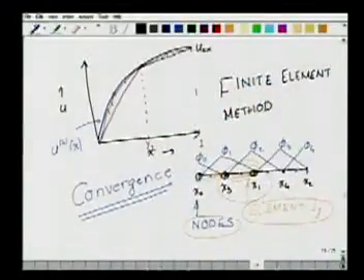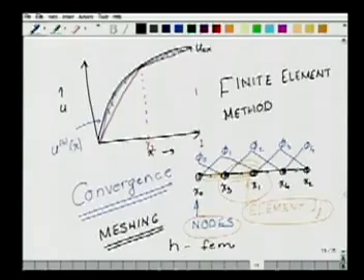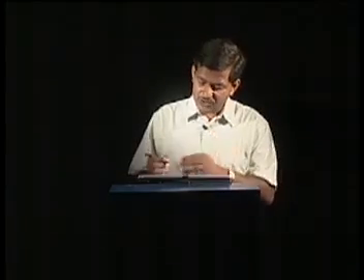The whole process of partitioning of the domain, that is assigning these nodes, is called meshing. And the process by which we are converging, that is by adding more and more nodes, is called the h-version of the finite element method. So what we are going to concentrate on is the so-called h-version of the finite element method, and we'll see whether we can guarantee convergence of the approximate solution to the exact solution.